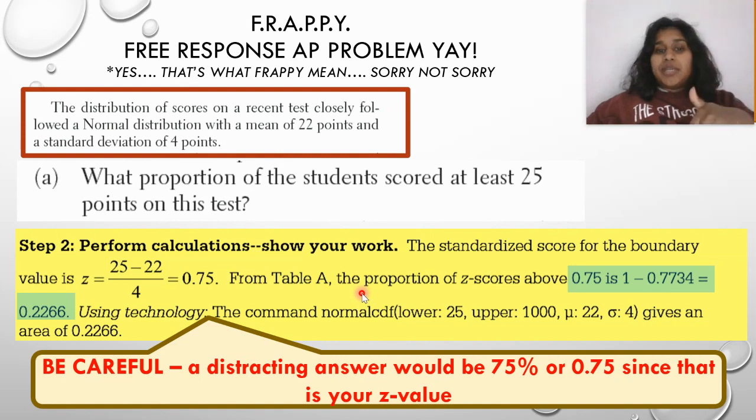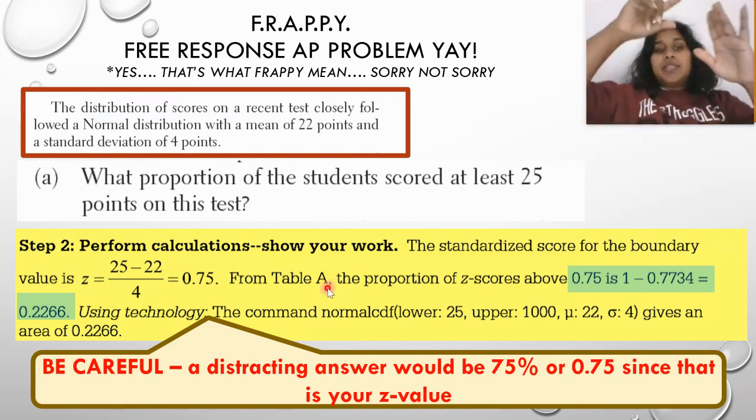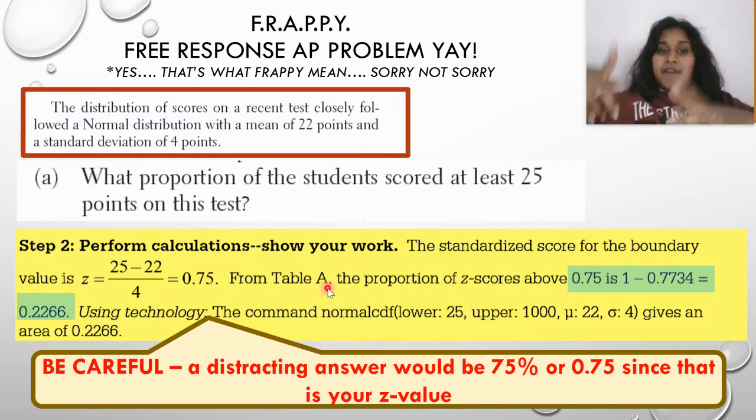So I actually have to go to table A or use my TI Nspire TI-84 calculator command. So if I go to table A and I go to 0.75 and I find my proportion value that matches that, it's actually 0.7734. There's the second mistake. I could see some people saying, okay, it's 77% or a 0.77 proportion.